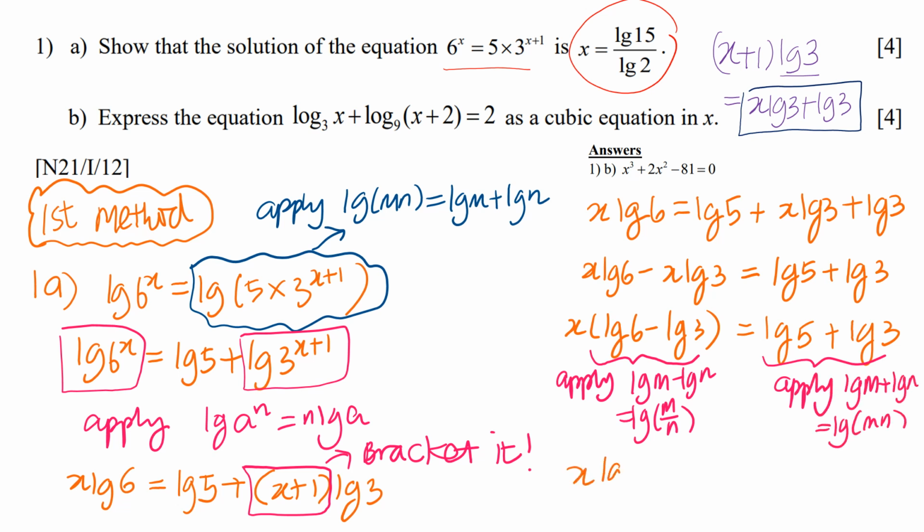Alright, so we have x log 6 divided by 3 equals log 15. 6 divided by 3 is 2, so therefore x is log 15 divided by log 2. Alright, I made a typo here. This should be log 15. Okay, which is exactly what we're supposed to show. So this is method 1.